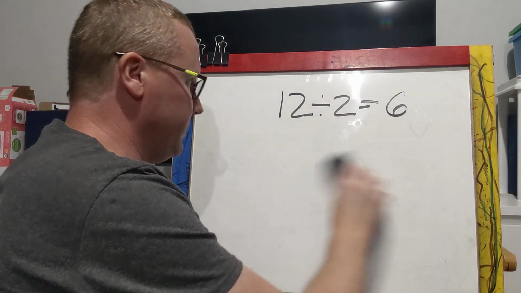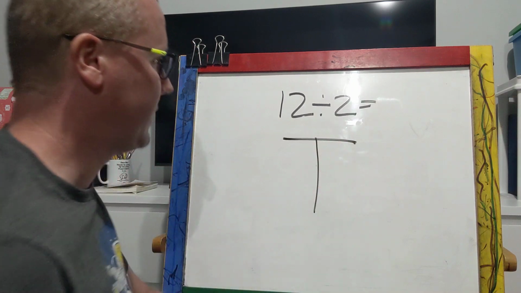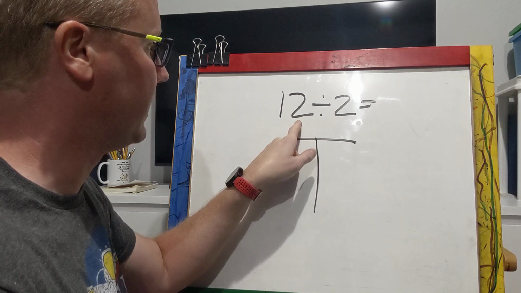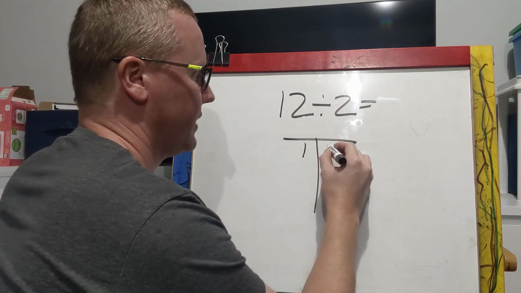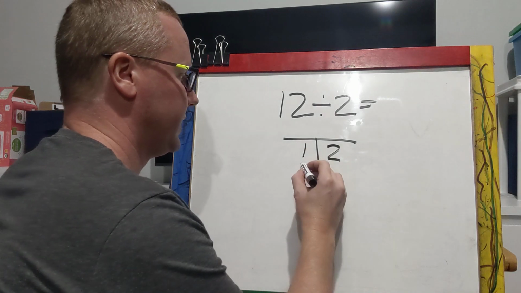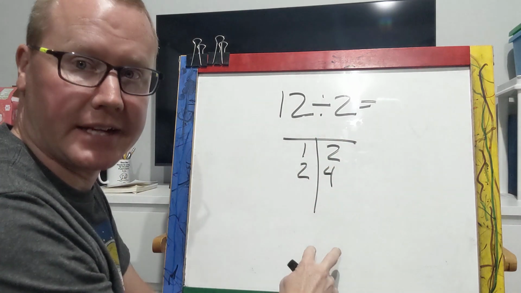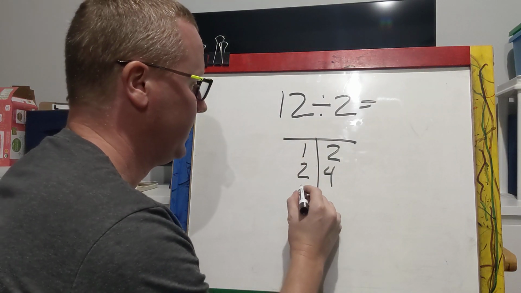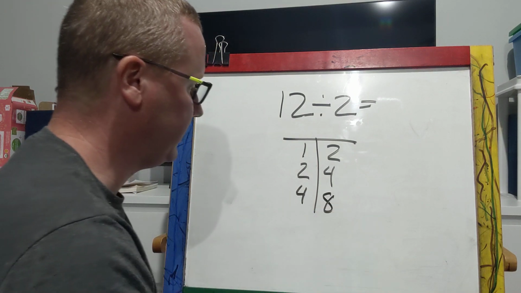Another method you can do is my favorite, the ratio method. And we're trying to figure out, again, how many times can 2 go into 12? Well, if it goes in there 1 time, we have a total of 2. If it goes in there 2 times, we have a total of 4. You can kind of see how my ratio table is filling out. I'm going to double this one right here. If it goes in there 4 times, we have a total of 8.